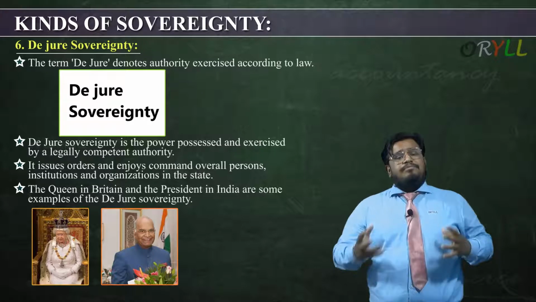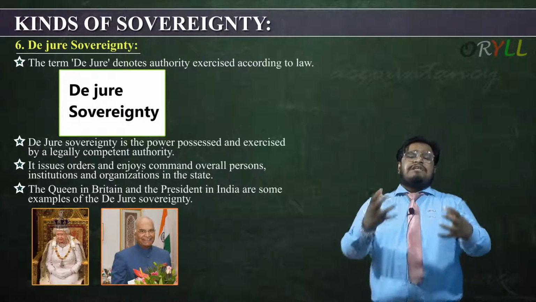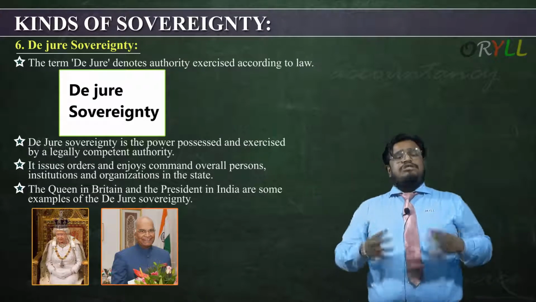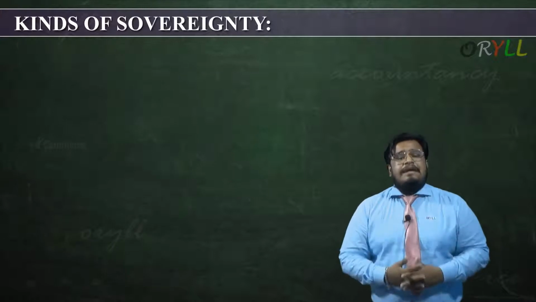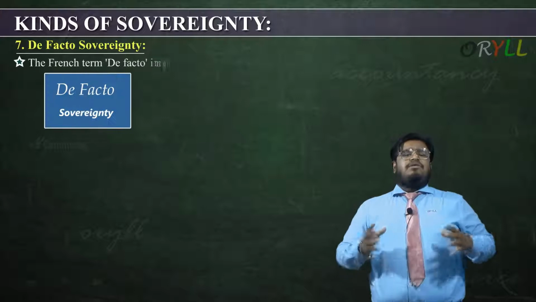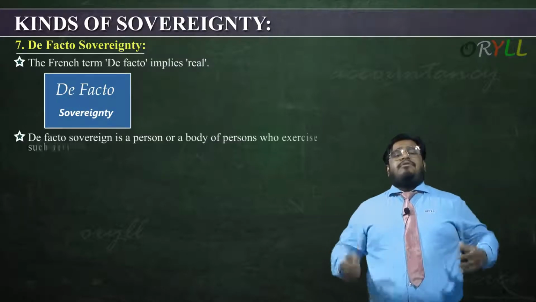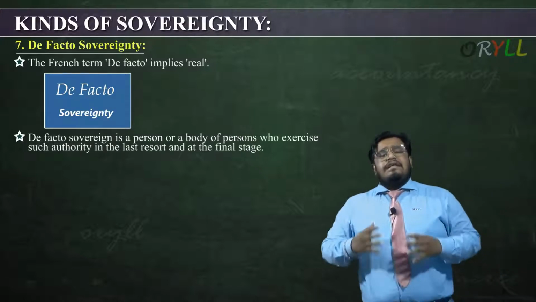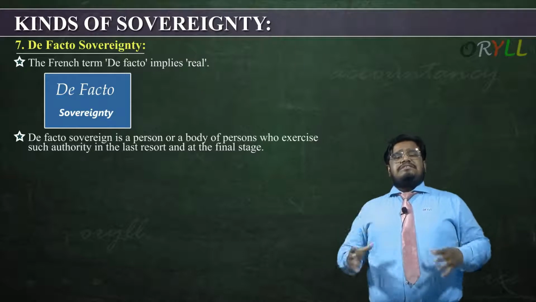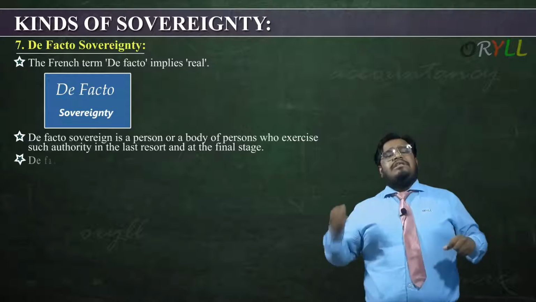Generally, the Queen in Britain and the President in India are some of the examples of de jure sovereignty. De jure sovereignty means their legal position gives them power to issue this authority. Let's understand the seventh point, that is de facto sovereignty. De facto is a Latin term which implies real. That means who has the real power. De facto sovereignty is the person or the body of persons who exercise such authority in the last resort or the final stage. That means at the last, these are the people who have the power in the final stage.